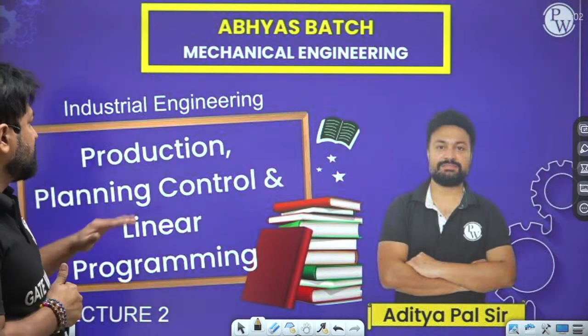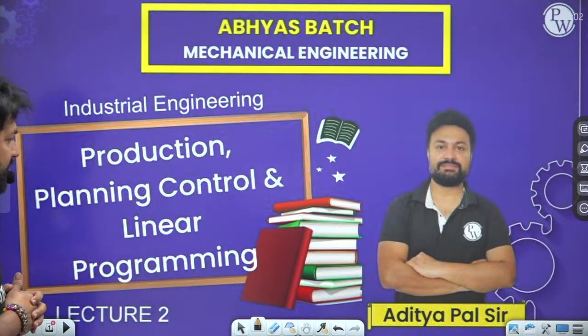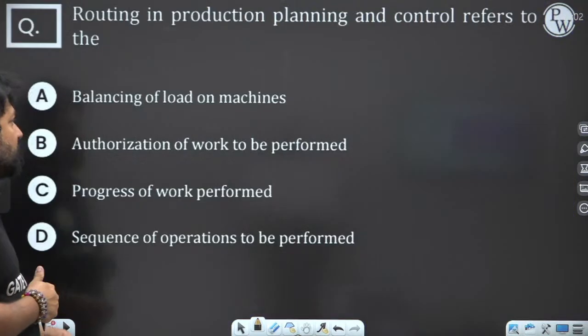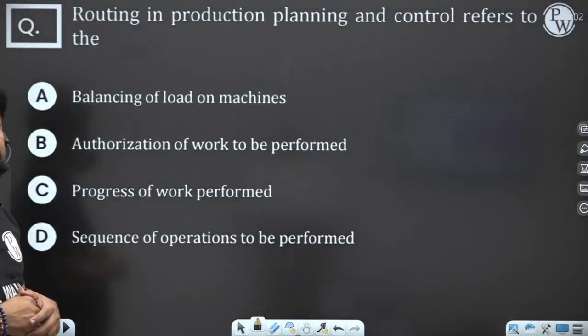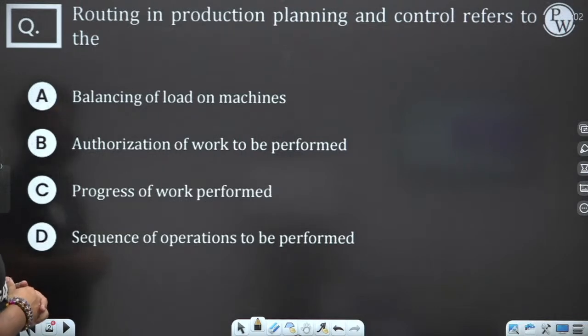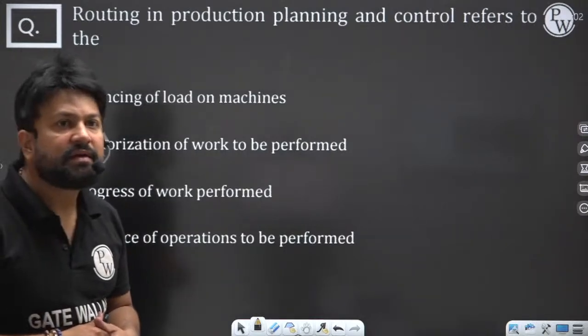Today we are going to discuss production planning control and linear programming. Right, some questions regarding this topic. So without delaying, I'm going to start the questions. This is a question, please try to give the answer. Routing in production planning control refers to the routing.